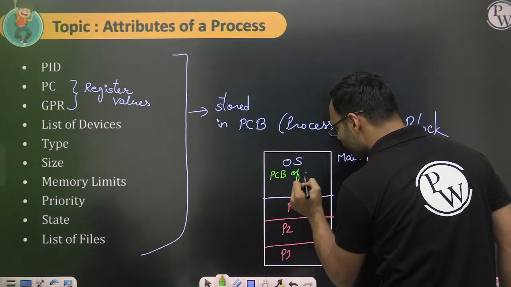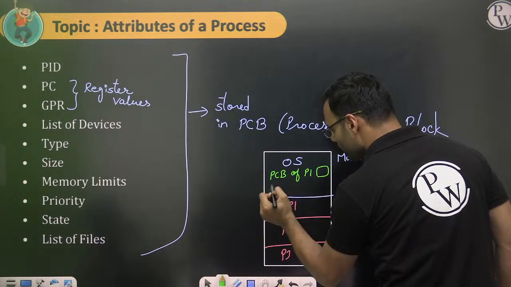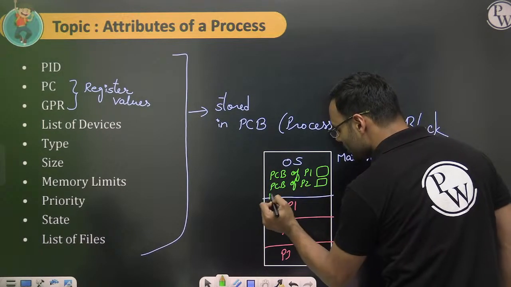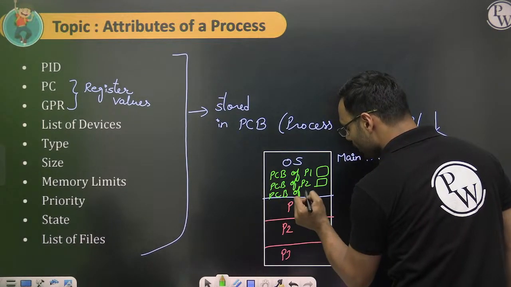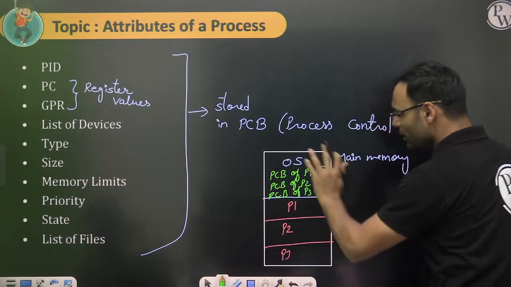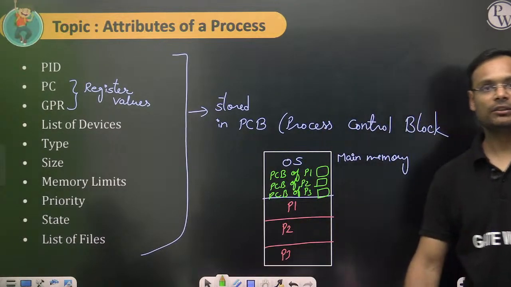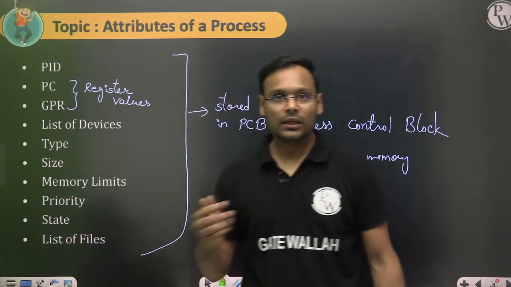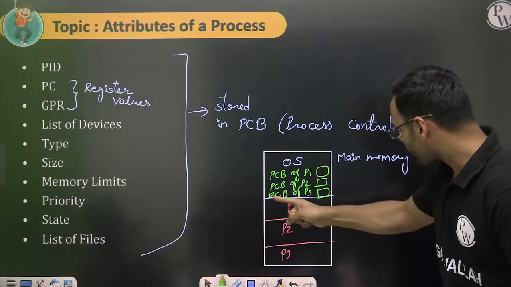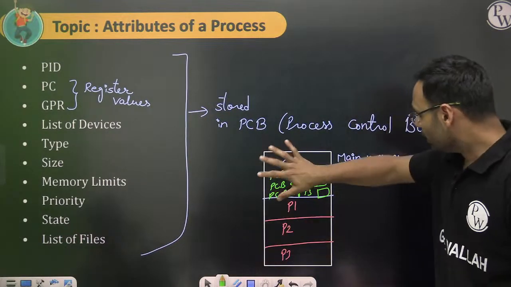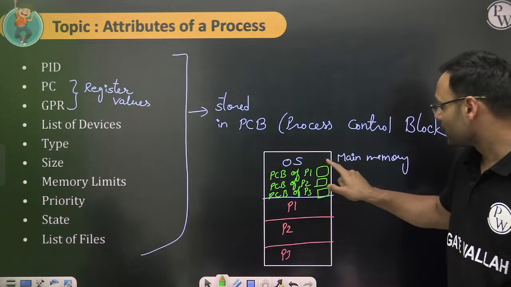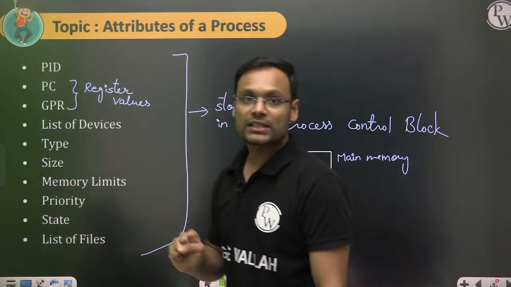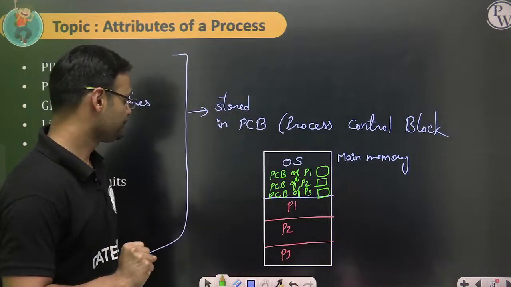Process control block of P1 here, PCB of P2, and for P3 also, which the OS keeps inside it so that the operating system can control these. Which process will use what devices, what files, where the process is stored from where to where. Every detail the operating system keeps about the processes in their process control block.